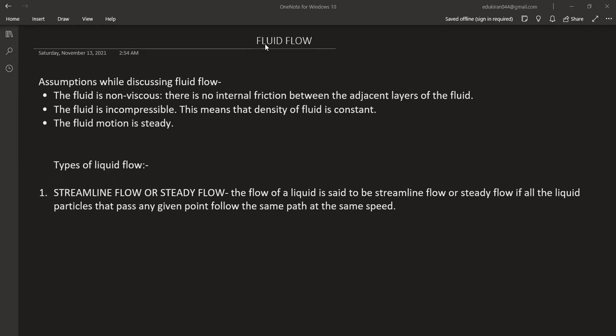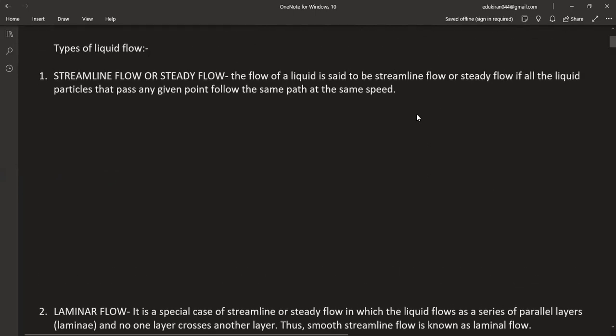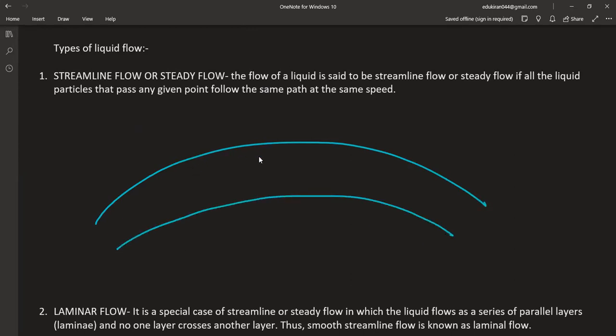Types of fluid flow, let's study. Streamline or steady flow. The flow of a liquid is said to be streamline flow or steady flow if all the liquid particles that pass any given point follow the same path at the same speed. See, streamline flow means this type of flow. Now see, if I say at this point, let's say this is A point, any particle coming here has to have a velocity of 30 meter per second.